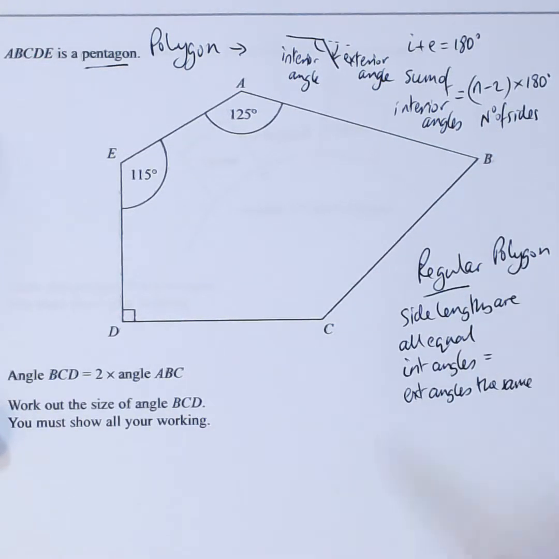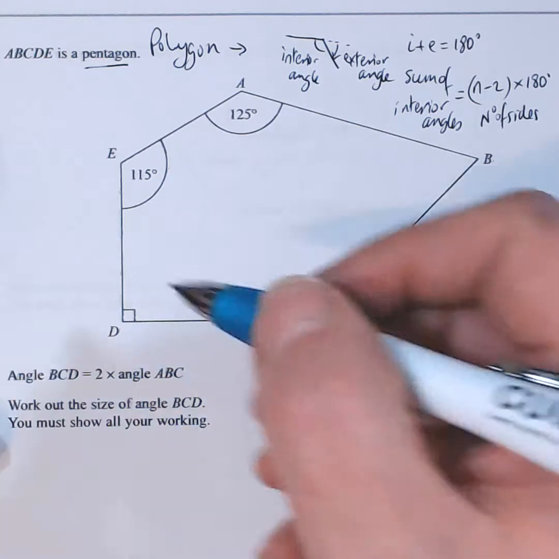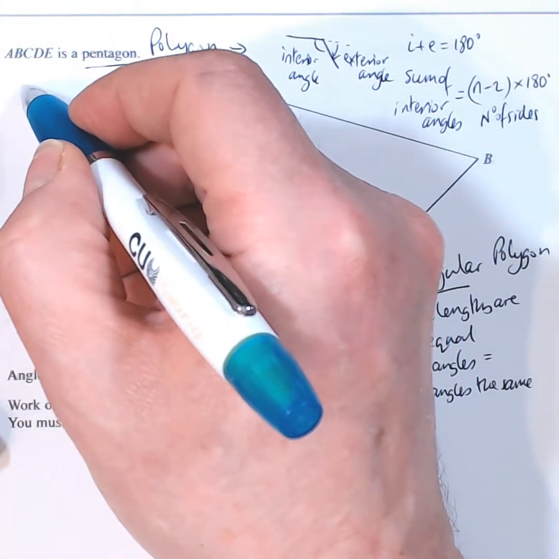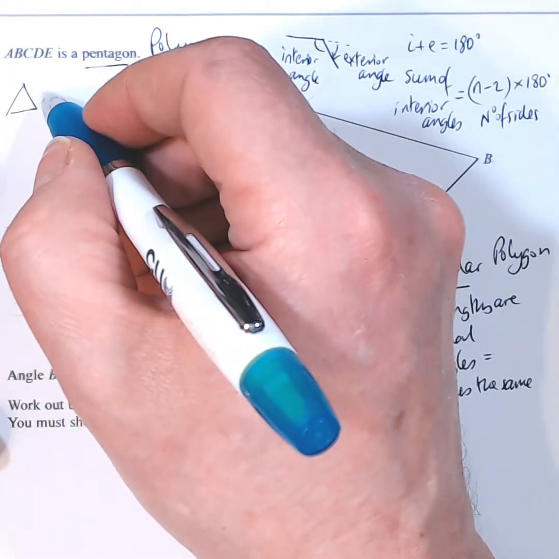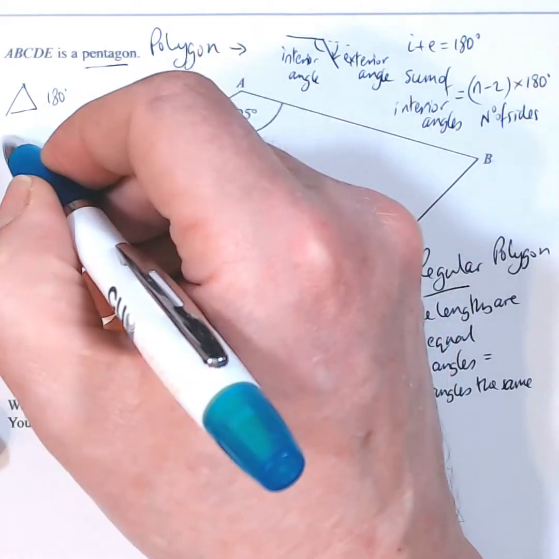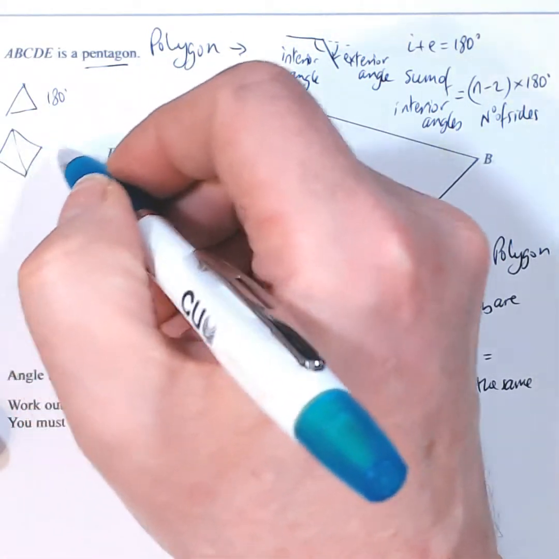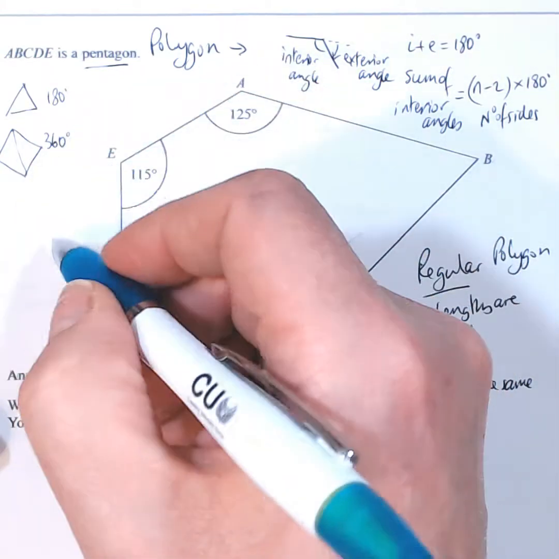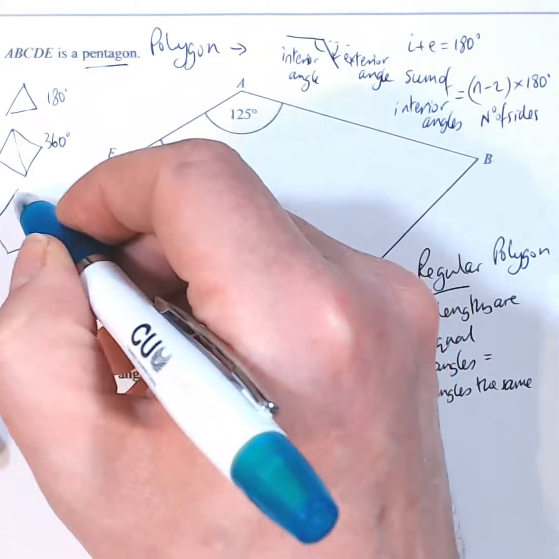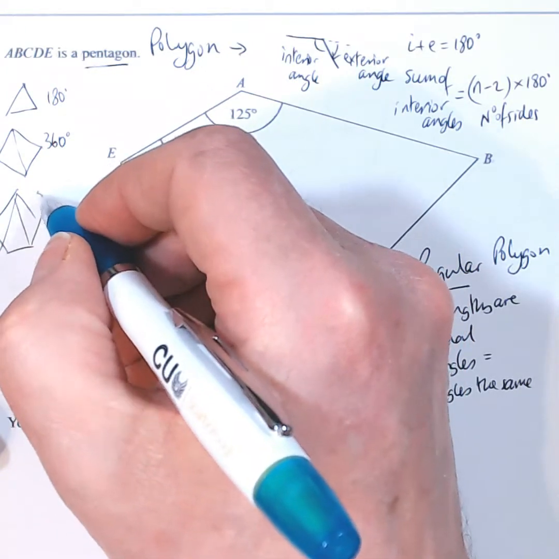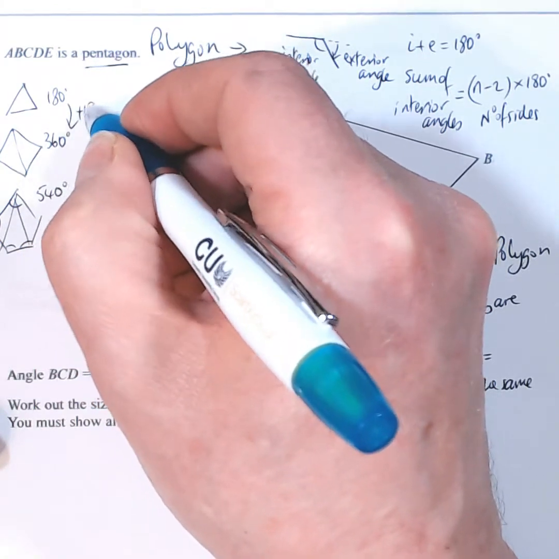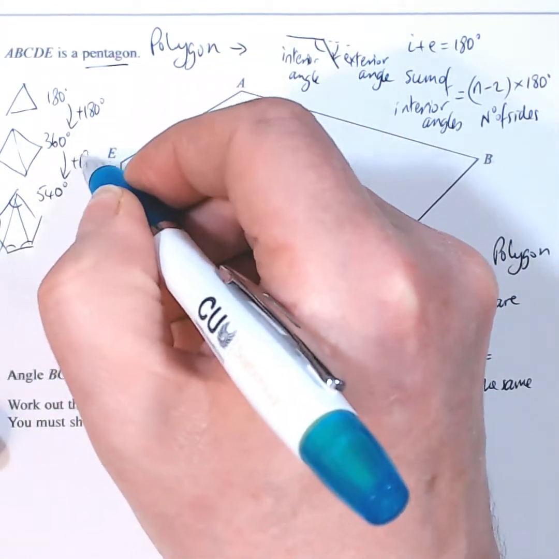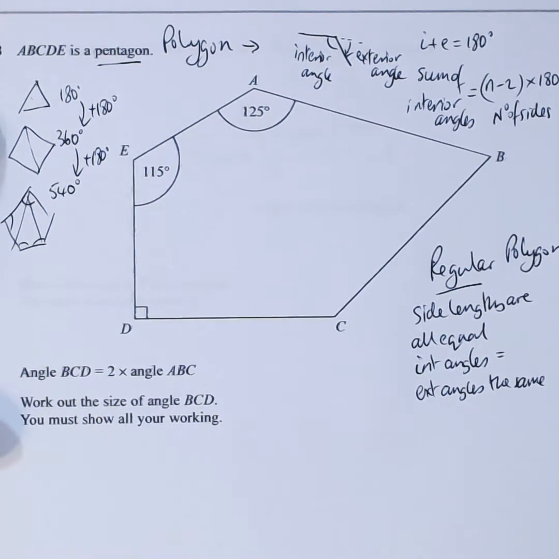There is another way. If you don't like learning formulas, then you can do it from pictures. A triangle is the basic polygon of three sides, and that has interior angles of 180 degrees. A quadrilateral is made up of two triangles, so it has interior angles of 360 degrees. A pentagon we can split into three triangles, so that's 540 degrees for all the interior angles. There's a pattern here: every time we add a side we add an extra 180 degrees to the interior angles.